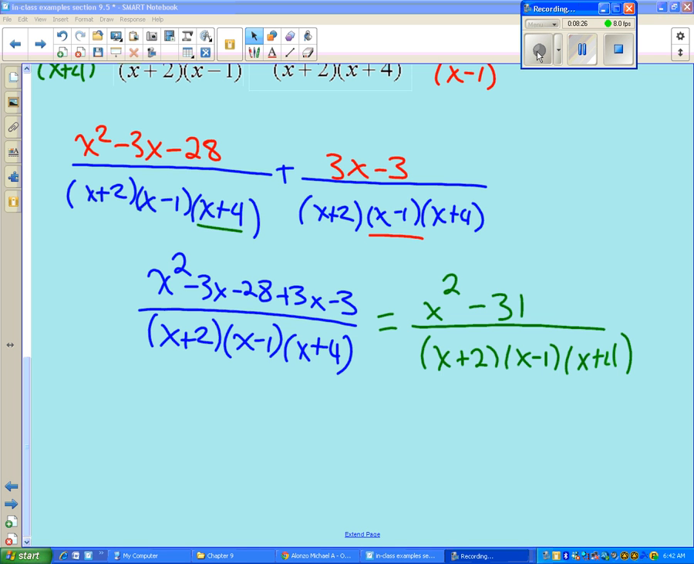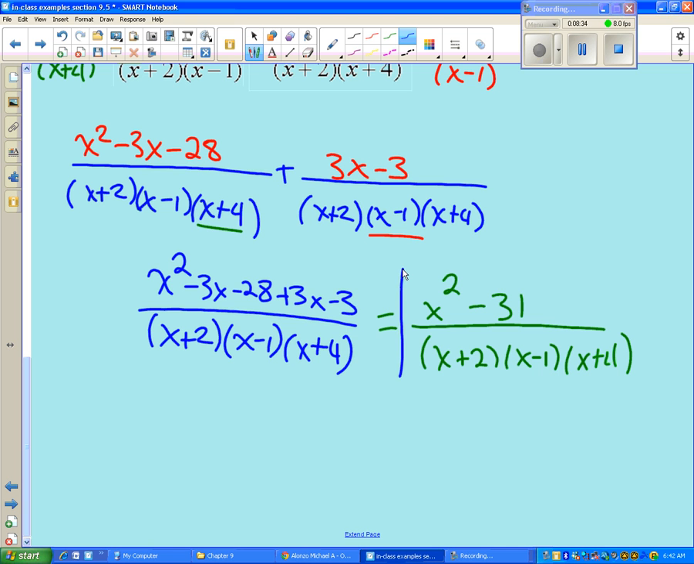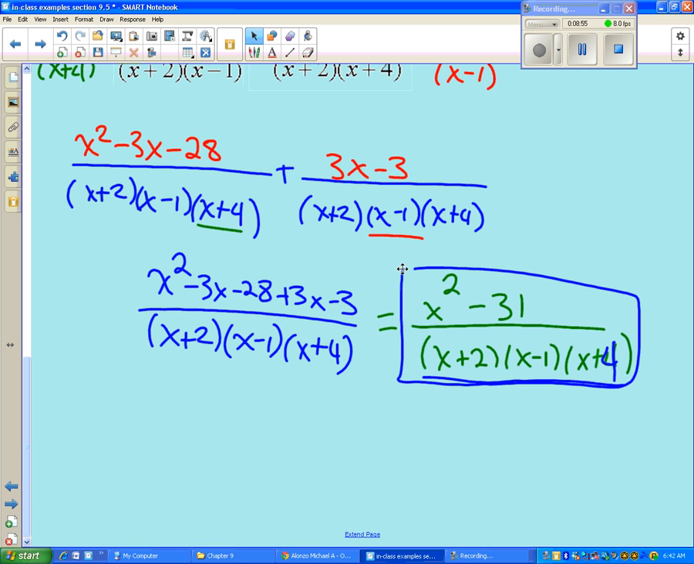After pausing to check my work, I don't see where I made any mistakes. So this looks like my final answer. X squared minus 31 is not factorable. So this is my final answer. If I really wanted to, could I multiply the x plus 2 times x minus 1 times x plus 4? Sure. Do I have to? Absolutely not. That's my final answer.